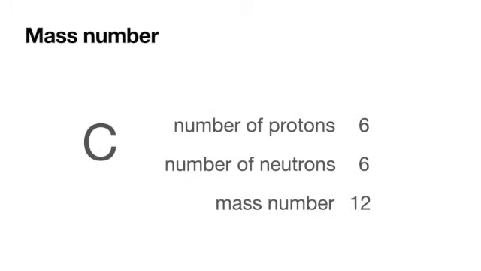Let's go back to our example. The symbol for carbon is C. Carbon has the atomic number 6. It has 6 protons. We add this number to the bottom left-hand side. We calculated that the mass number was 12. We write this at the top left-hand side.